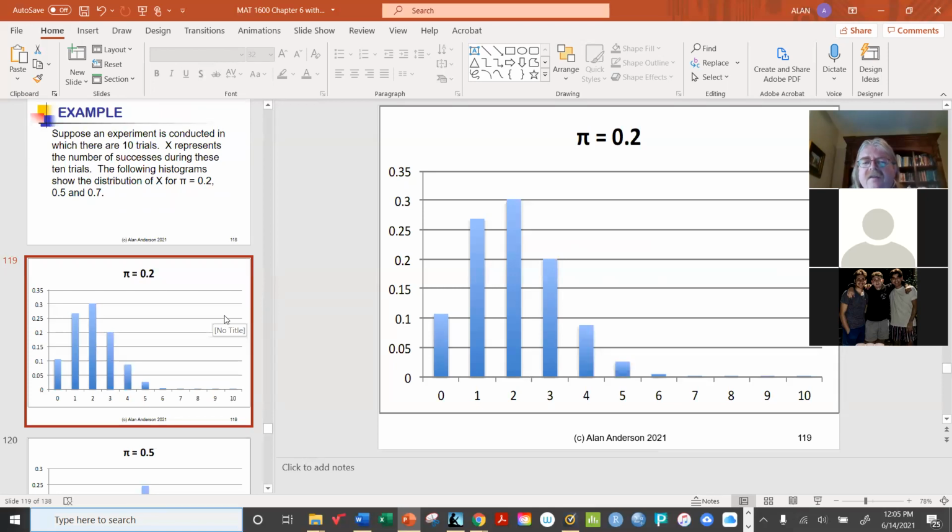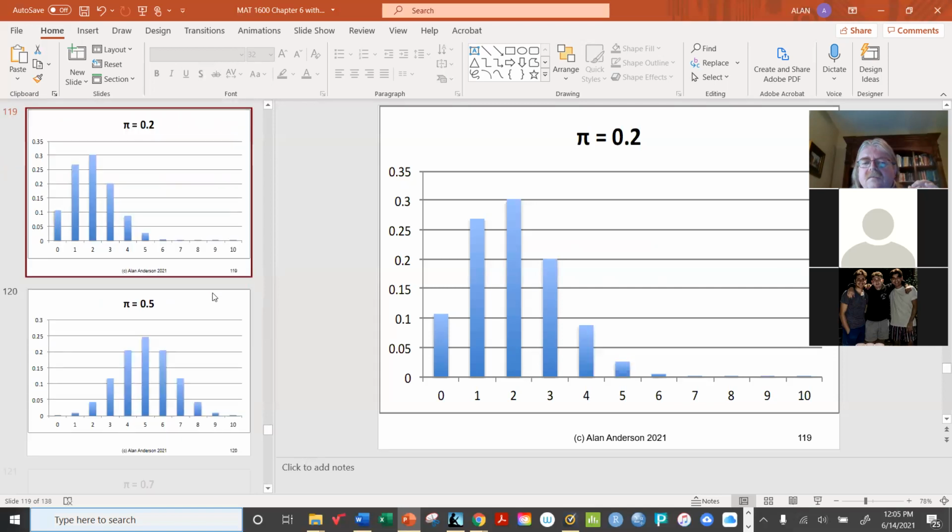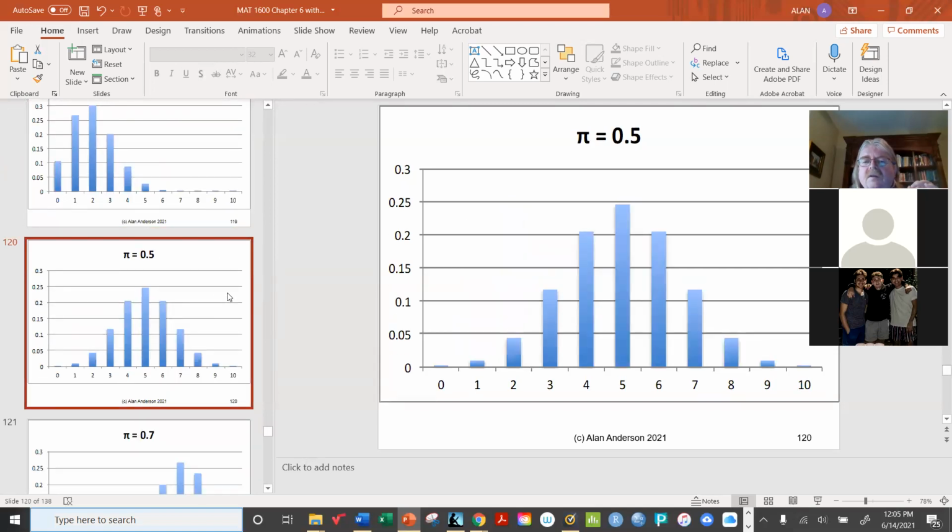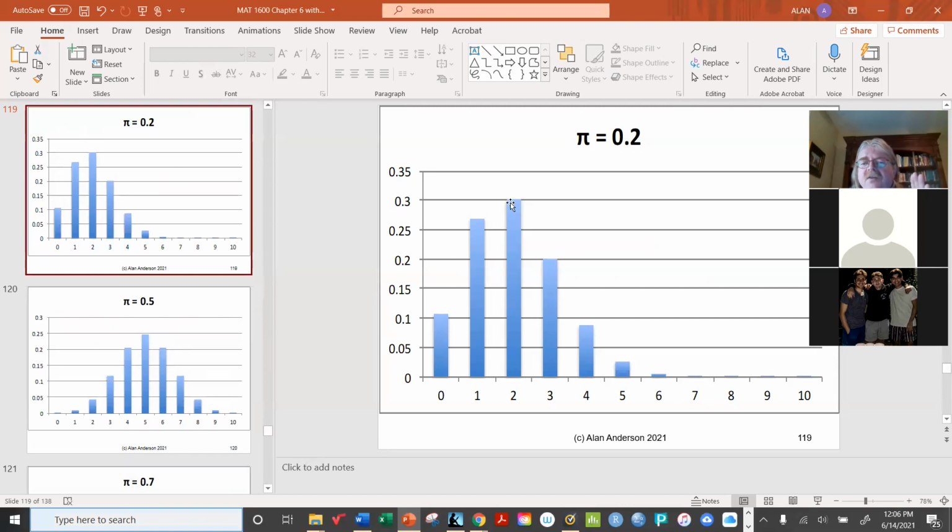What if that changes to 0.5 now? How does it affect our outcomes? Ooh, now look what happened. You can see the bars are pretty much symmetrical about this 5 in the middle. You can't really see, there's a tiny little value for 6, 7, 8, 9, and 10. They're not zeros, but they're very close.